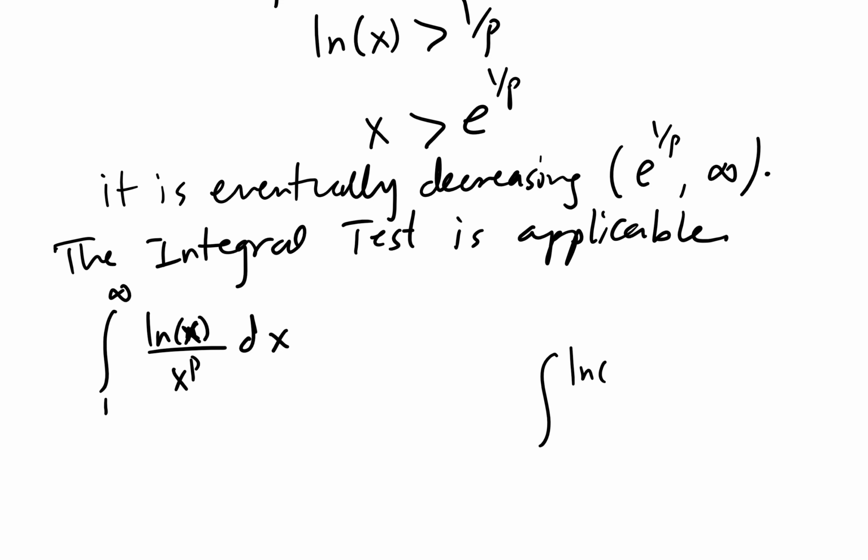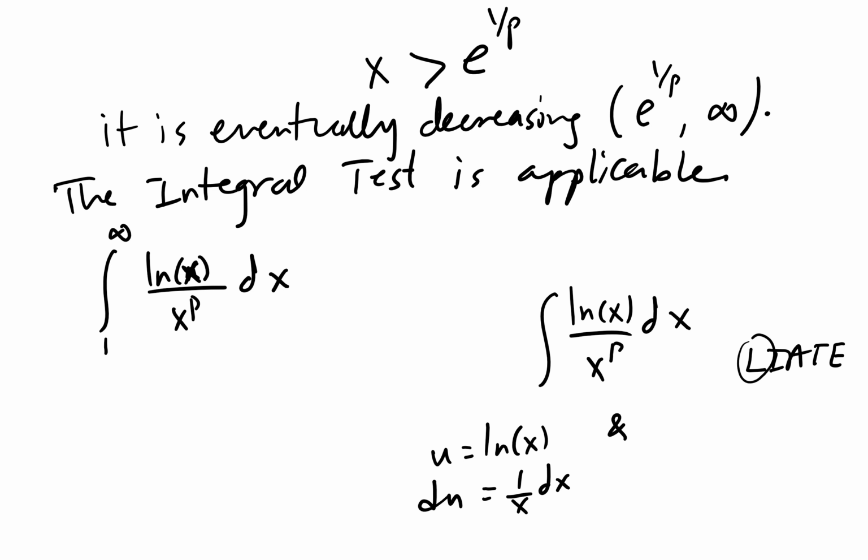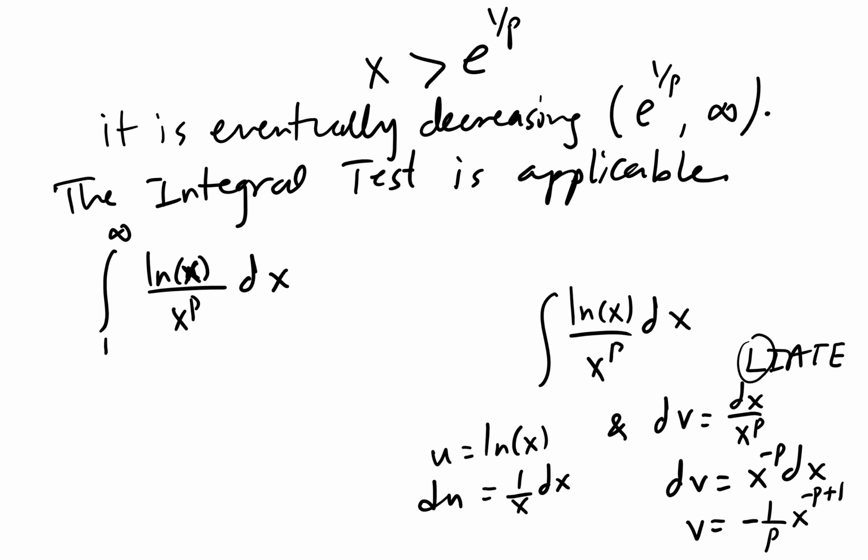On the side here, we have x to the p dx, and we have the LIATE trick. We have natural logs or logs first, so maybe we can take u equals this. du is 1 over x dx, and dv is whatever is left, dx over x to the p. So dv is x to the negative p dx. So v is negative 1 over p times x to the negative p plus 1, I think.